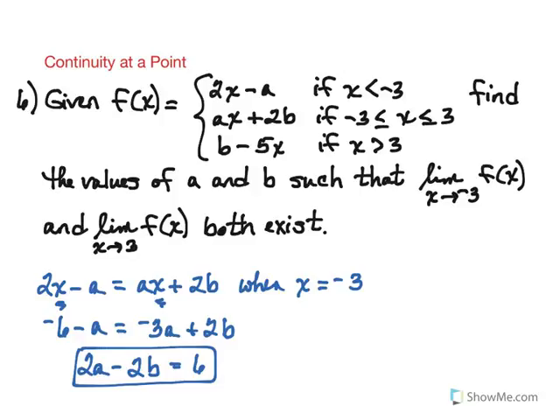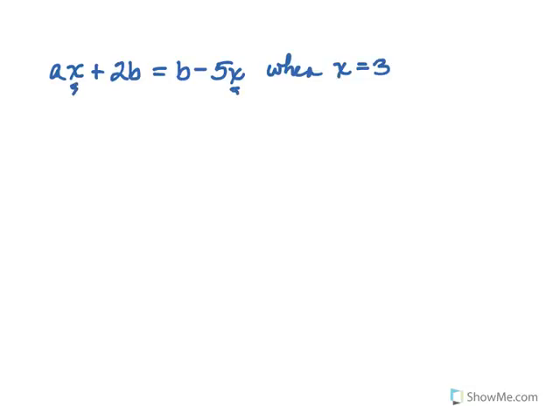And let's address the issue when we need the limit as you approach +3 to exist. In that case, we need the two expressions that give us the y values on either side of +3 to be equal to each other. And we're going to do something very similar to what we did in the first part. So that means we would need the ax plus 2b, that was the middle piece, to equal the b minus 5x, when x equals +3. So we're going to substitute 3 in place of our x's. That gives us 3a plus 2b equals b minus 15.